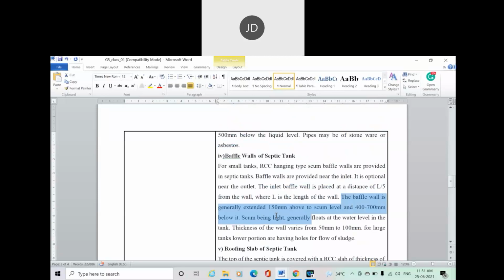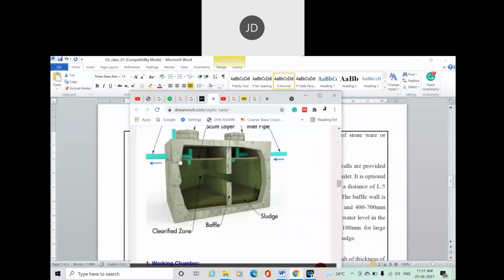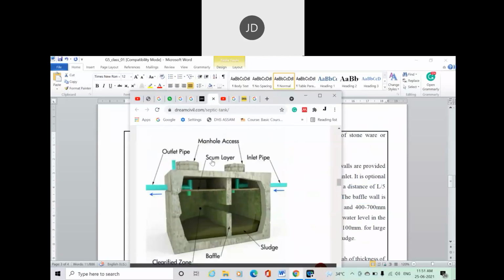The baffle wall is generally extended 150 millimeter above the scum level and 400 to 700 millimeter below it. This layer is basically the scum layer. You can see this is scum. The baffle wall is extended above the scum layer, and below this also. This is basically your hanging wall. This is your baffle wall.